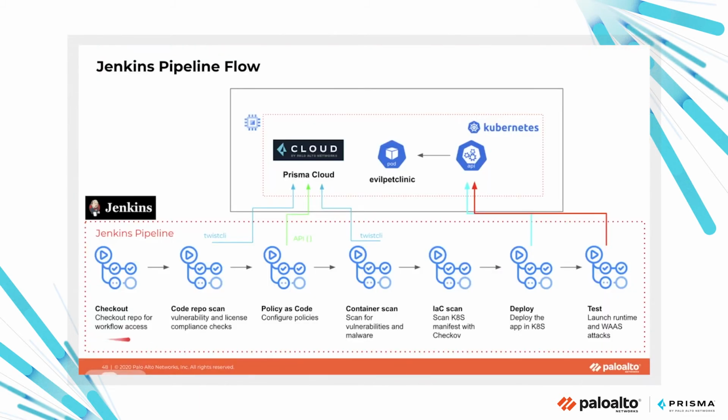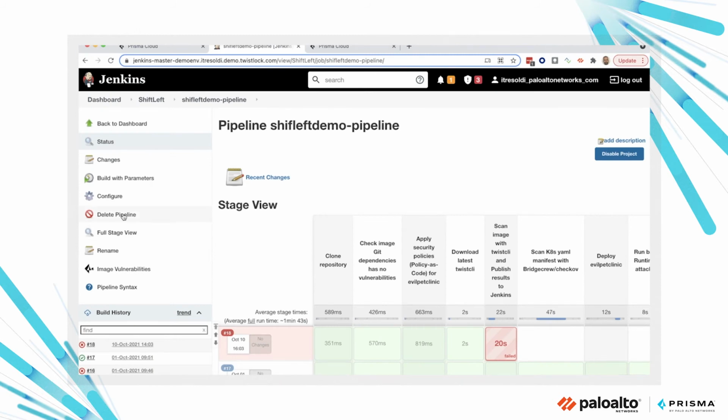The first step is the checkout of the source code repository. We'll scan the code repository for vulnerabilities in the source code. We'll apply the policy as code in the platform. We'll do a container scan, an infrastructure as code scan. We'll deploy the application and we'll test the application, launching runtime and web application API security attacks.